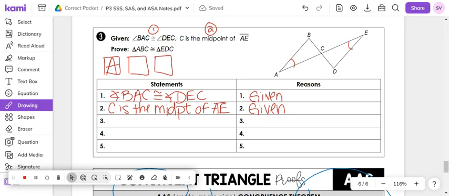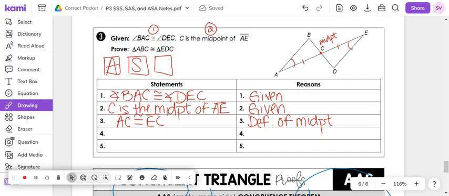C is the midpoint of AE. We can pull information from that. So if C is the midpoint of AE, that means that it's splitting AE into 2 equal pieces. So if C is the middle of that, that means A to C and E to C would be the same measure, splitting it perfectly in half. So for 3, we're going to say AC is congruent to EC. That's a pair of sides there. And that would be definition of midpoint. We used what we know about a midpoint to be able to say that those two pieces are congruent.